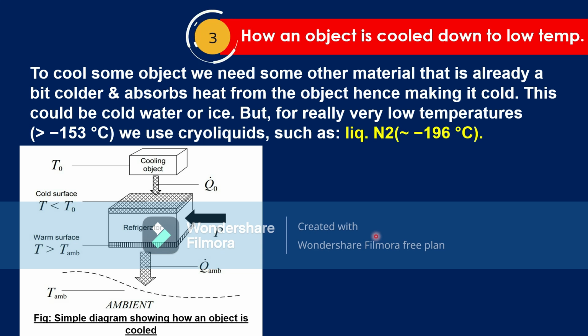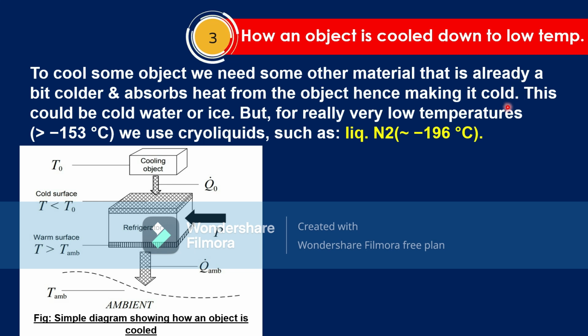Now, how is an object cooled down to a low temperature? To cool some object, we need some other material. Please listen carefully. To cool some object, we need some other material that is already a bit colder, which absorbs the heat from the object, hence making it cold.